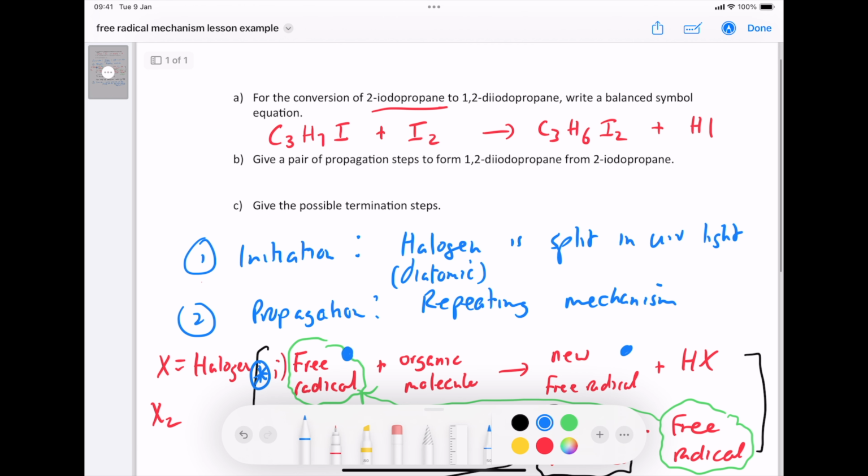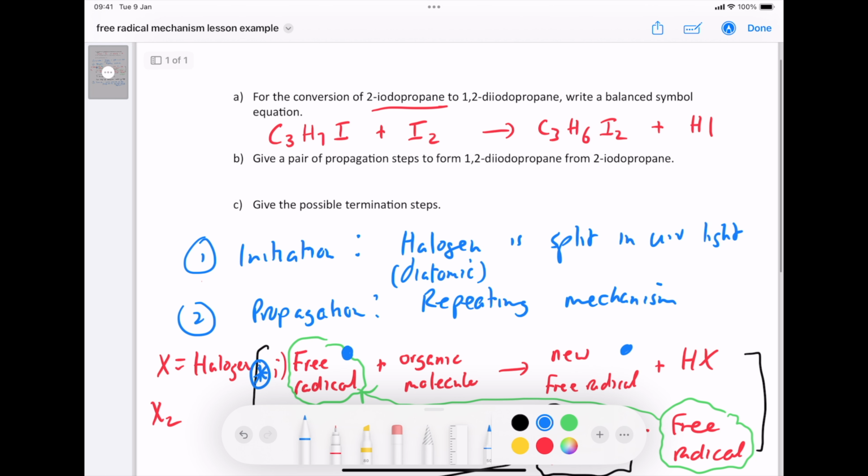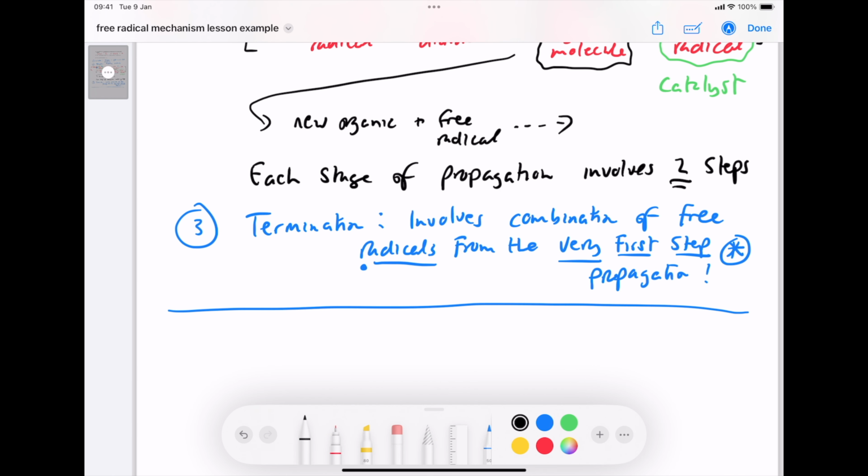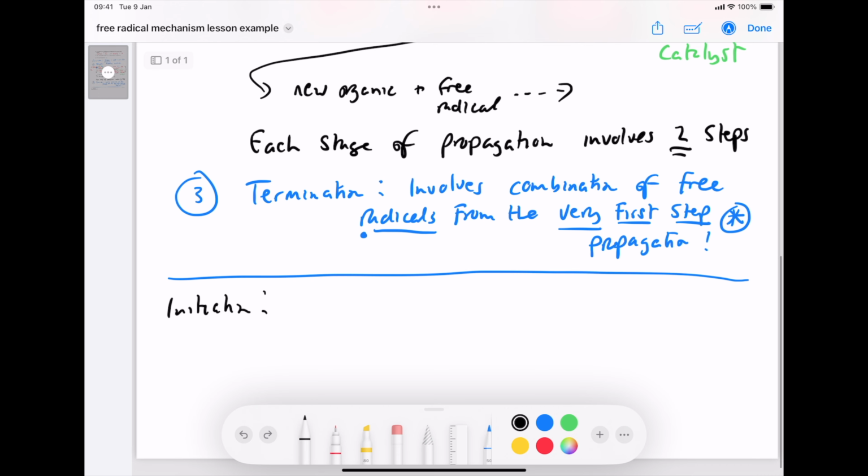So let's take a look at the actual question now. Give a pair of propagation steps for 1,2-diiodopropane and some possible termination steps. So let's get into it. Step 1, we've got initiation. In the initiation, I2 is going to split under UV light and produce I dot plus I dot, so 2 iodine radicals. So that's the first stage.